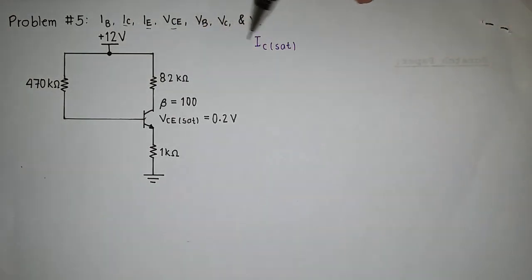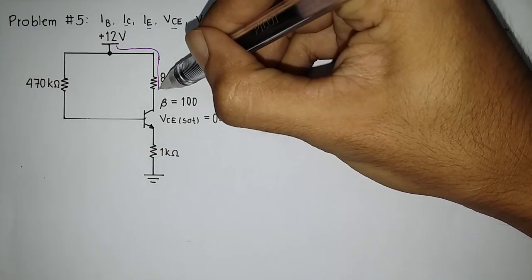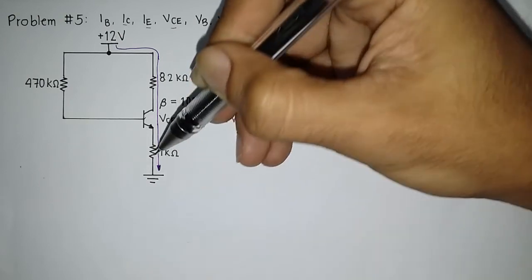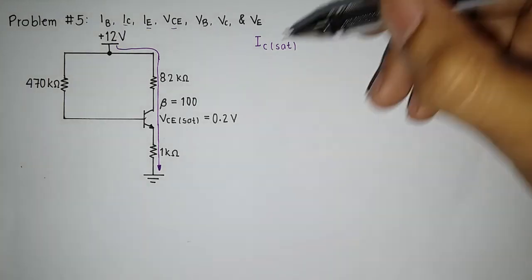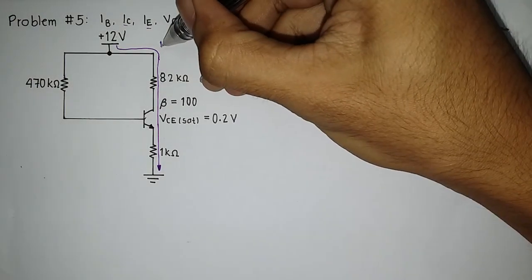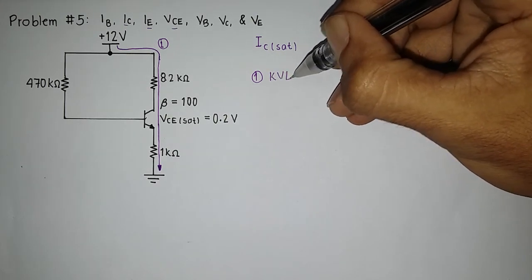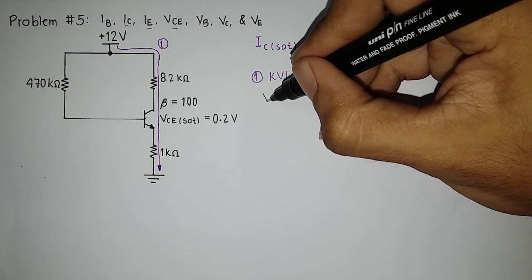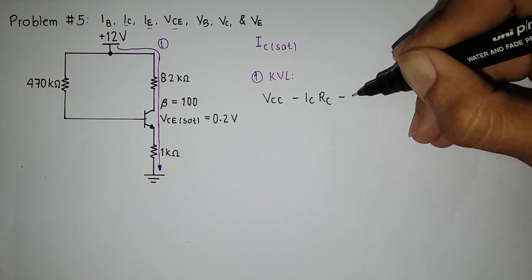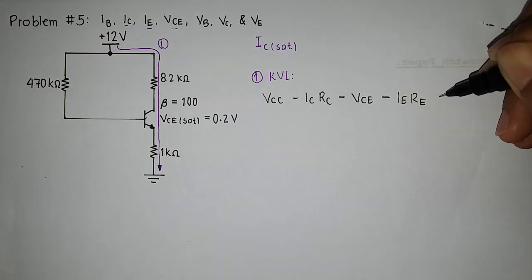So para ma-solve ulit yung IC SAT, maglo-loop tayo from VCC. Dadaanan natin yung voltage drop ng collector resistor, dadaanan natin yung voltage drop ng collector to emitter junction, and yung voltage drop ng emitter resistor equal to 0, down to the ground. So tatawagin natin siyang loop number 1, by KVL. So loop number 1, makukuha natin equation 1 by KVL. Makukuha natin na VCC minus ICRC minus VCE minus IERE, that is equal to 0.